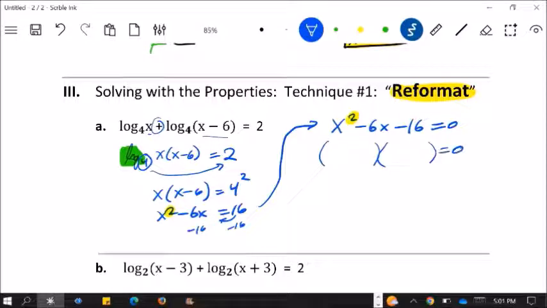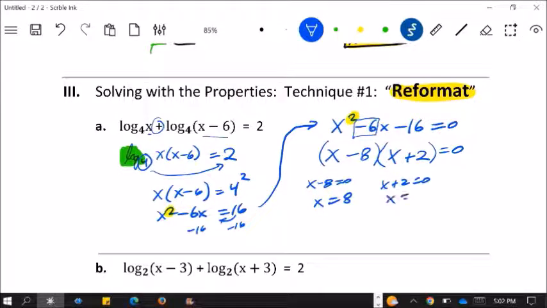So I think the factoring could work here because x times x multiplies to the x squared. And for negative 16, I have lots of choices: 16 and 1, 4 and 4, and 8 and 2. But a negative 8 and a positive 2 would add up to the negative 6. And they each get their own separate equals. X minus 8 equals 0, so x is equal to 8. X plus 2 is equal to 0. So x is equal to negative 2.